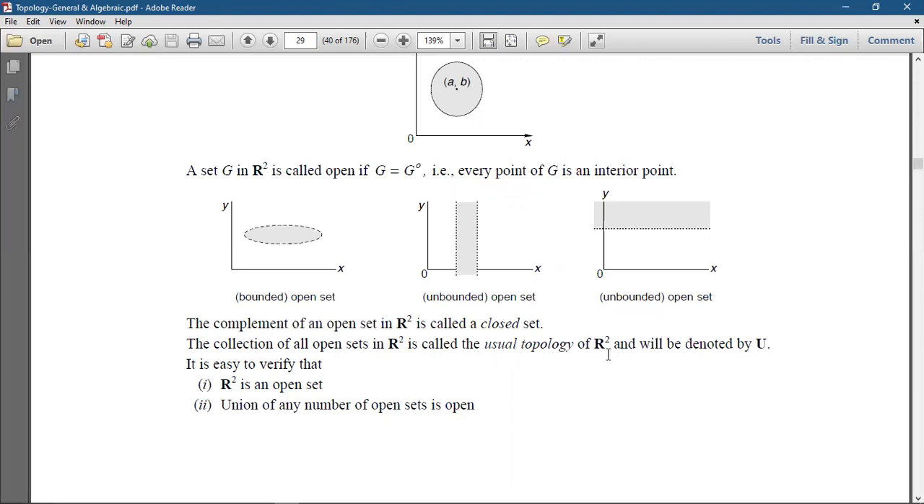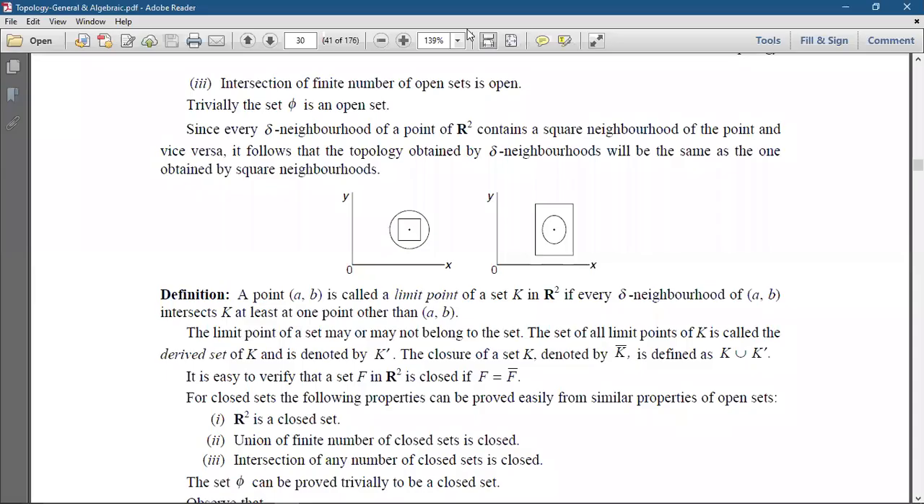The collection of all open sets in R square is called the usual topology of R square and will be denoted by capital U. It is easy to verify that R square is an open set. Union of any number of open sets is open, and the intersection of a finite number of open sets is open, which we have already seen in your previous classes on the topology of R. Now, trivially, the set phi is an open set.